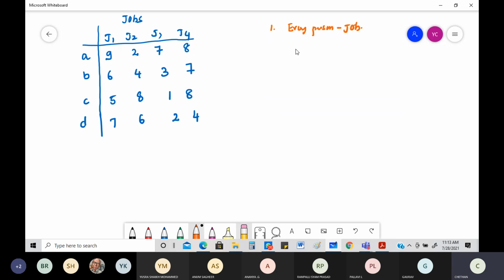Okay, no problem. Next thing, each and every person should be doing only one job. It's not like A is doing job 1, job 2, job 3, job 4, everything, and B, C, D are sleeping. Or A and B are only doing all the 4 jobs and C, D are playing. No, those things don't work. Each and every person should have a job. Every person should be doing only one job.